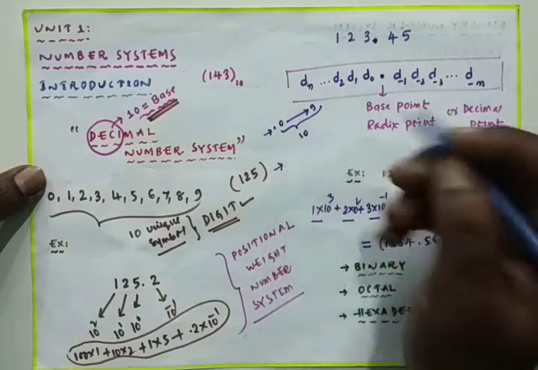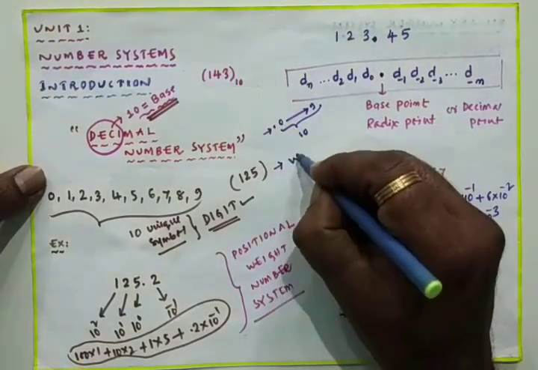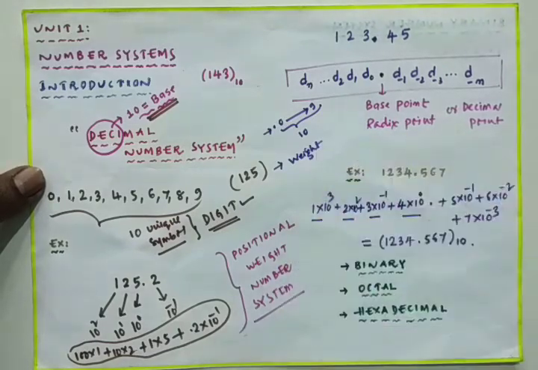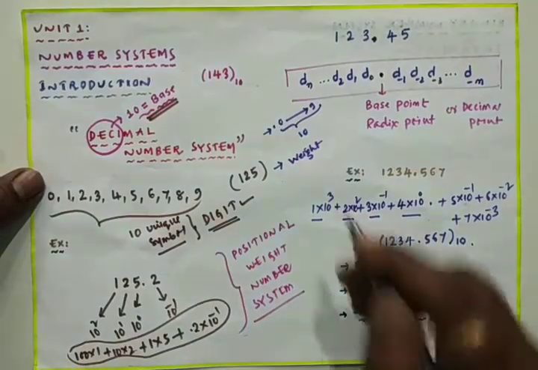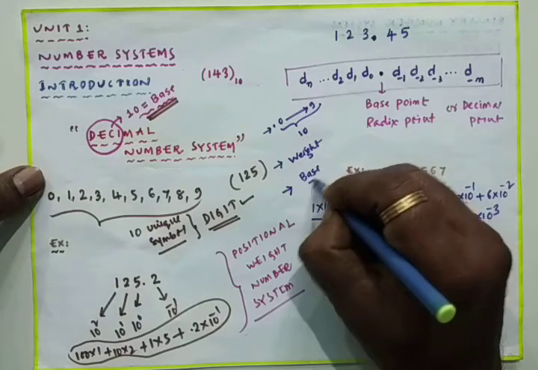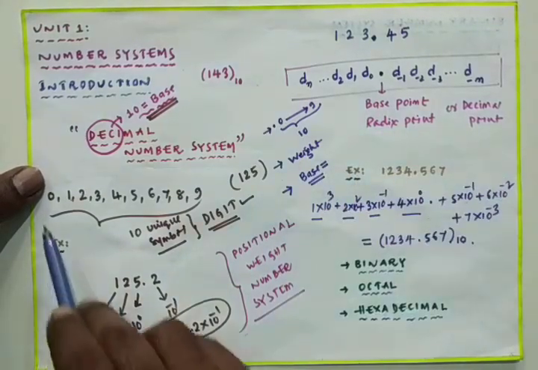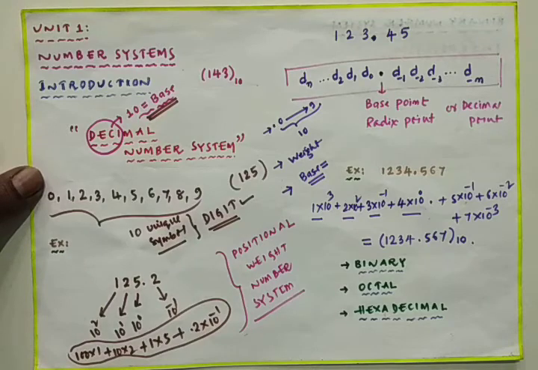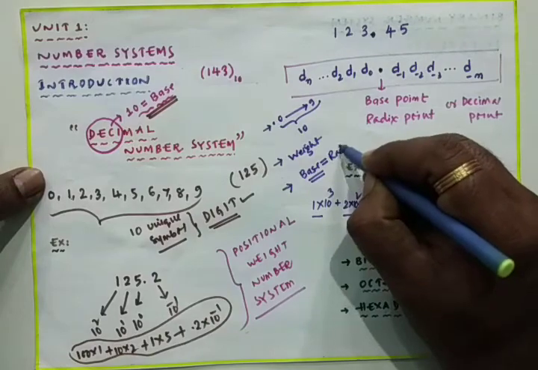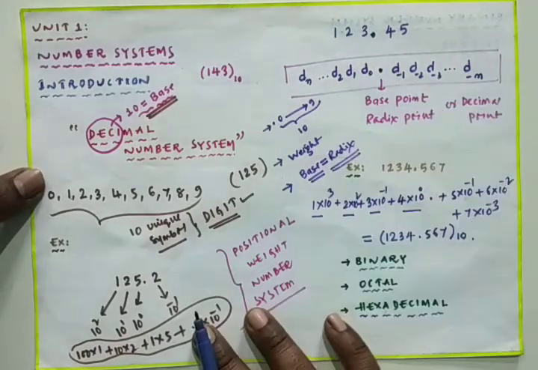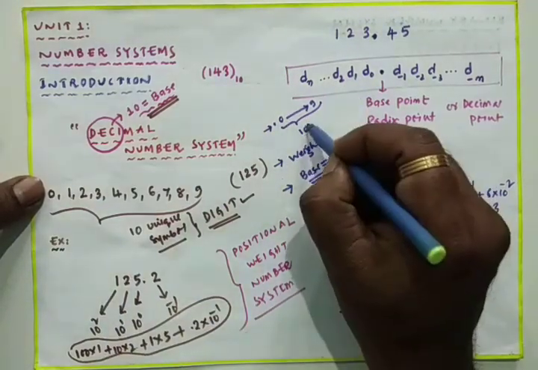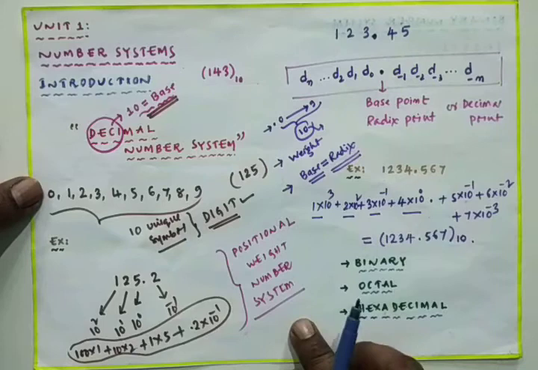Second thing, we must know whether it is a positional weight number system or not. Next, we must identify the base of that number system. Base is nothing but the total number of digits available in that number system. Base is also called the radix. Likewise, we can find the base or radix. 0 to 9 means a total of 10, so the base of the decimal number system is 10.